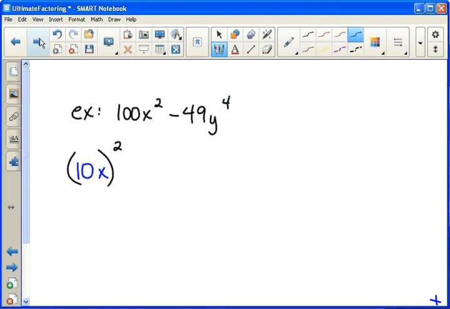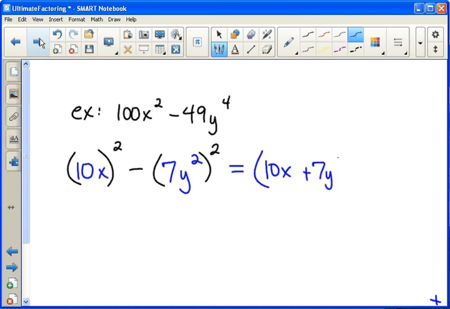And then we need to look at the 49 and the y to the fourth. Well, the square root of 49 is 7. The square root of y to the fourth is y squared. So our first term is 10x. Our second term is 7y squared. So we do 10x plus 7y squared times 10x minus 7y squared. And that gives us our answer.